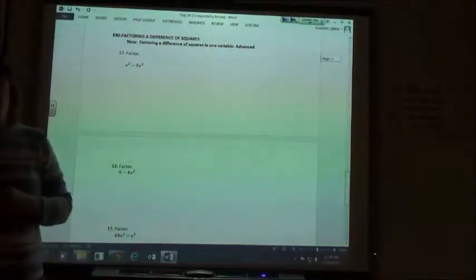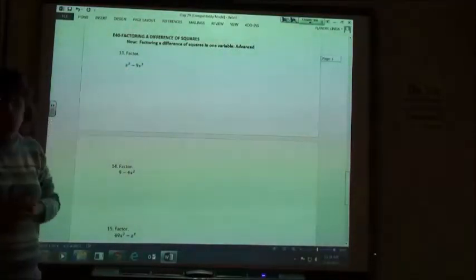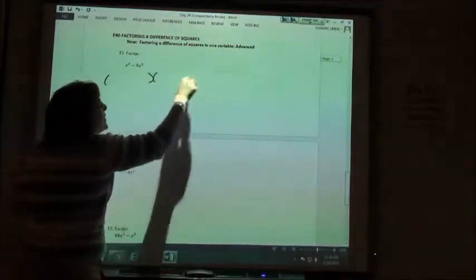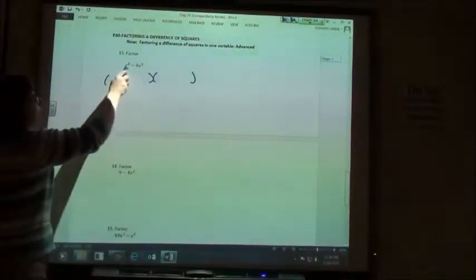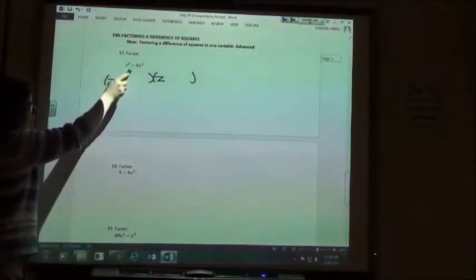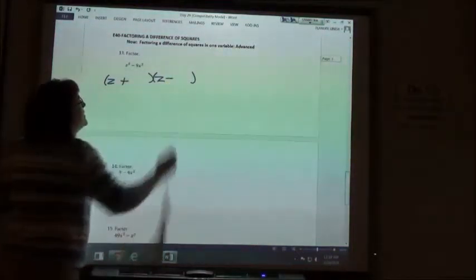Now again, you're probably not going to recognize, or maybe you will on this one because this one only has 2 terms and not 3 terms. But when you do this, it came from foiling something out. Factors of z squared, z and z. The end is a negative. Since the end is a negative, you know you have a plus and a minus.